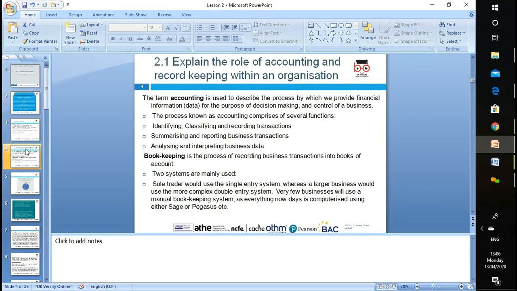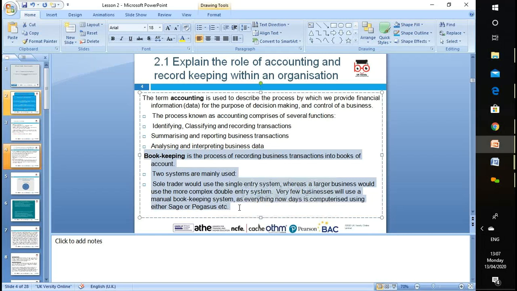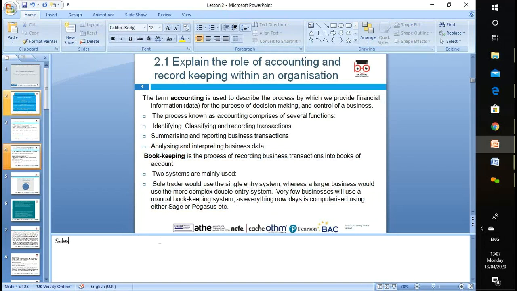Before starting this lesson, please think about what you know about bookkeeping and how much you know about bookkeeping transactions. Sometimes your job role can be a bookkeeper. If you're a bookkeeper, your role is to record the business transactions in a systematic way in the books, like the sales day book, the purchase day book, and the cash book.